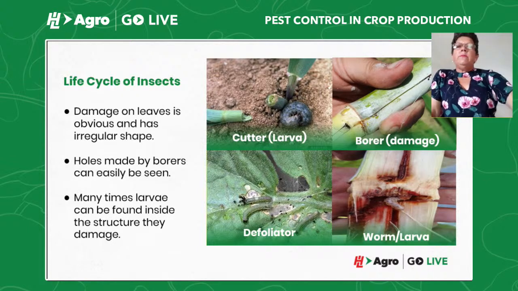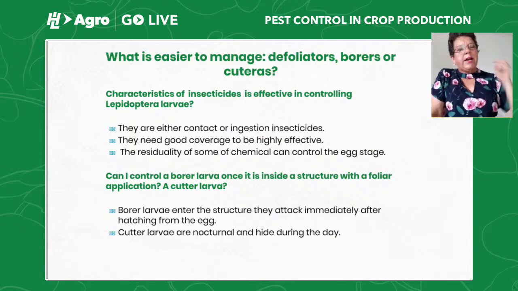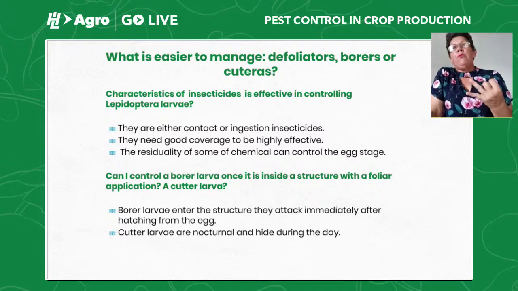And I'm going to talk a little bit about the characteristics of insecticides that are effective in controlling Lepidoptera larvae. They are either contact or ingestion insecticides. That's the type of insecticide you use against Lepidoptera larvae. Many of them can have both types of action. They need good coverage to be highly effective.